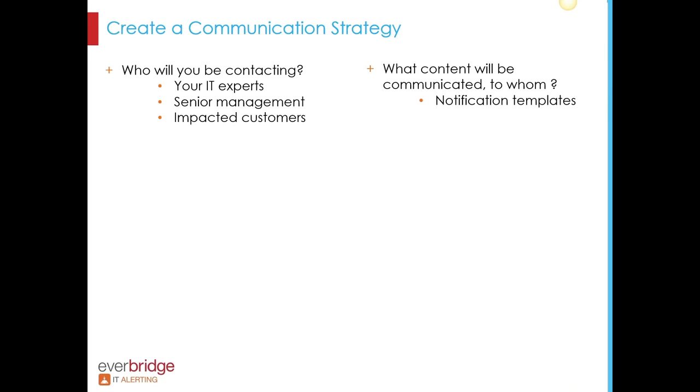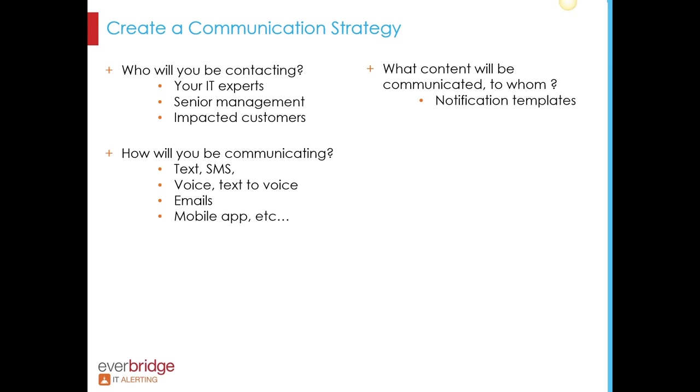Now, for those different groups of people, what content will be communicated and to whom? So instead of crafting messages on the fly, have everything ready. Use notification templates. So when a network outage happens, the message is already created. It's just a matter of tweaking the information with the date and the duration and a few details. But the notification itself is already predefined.